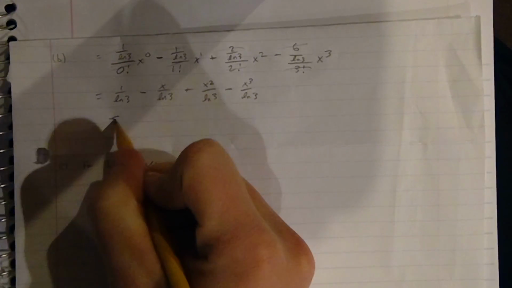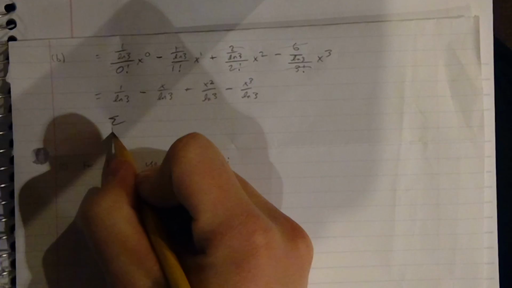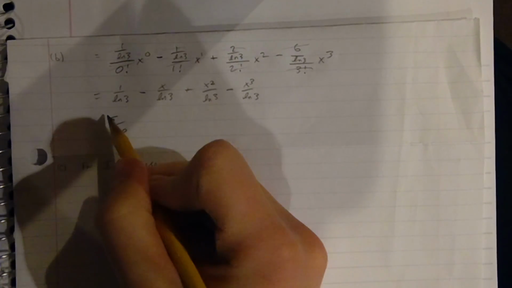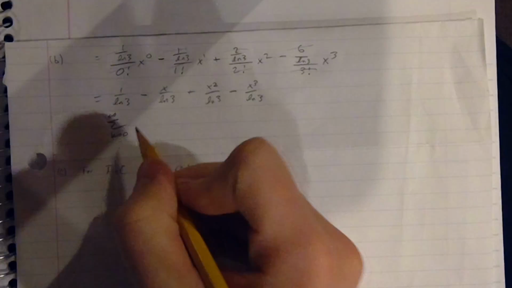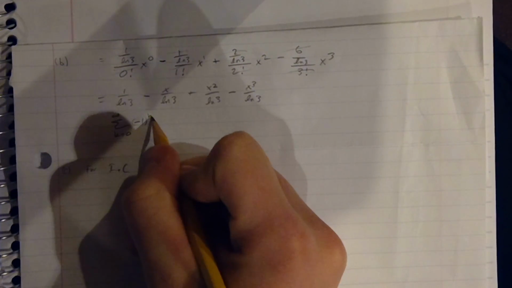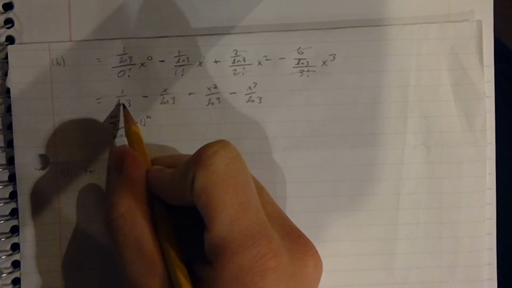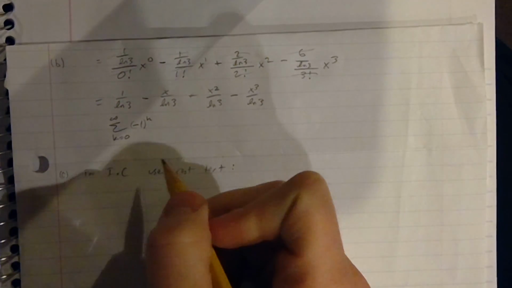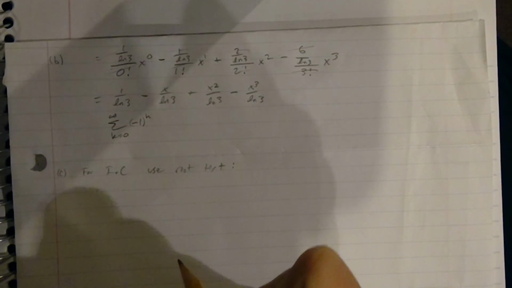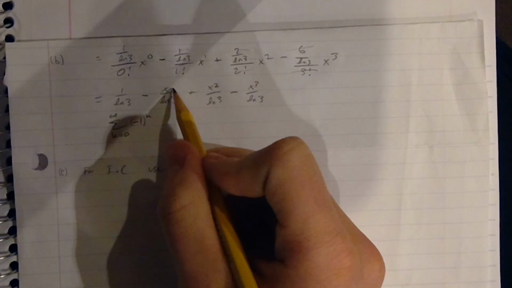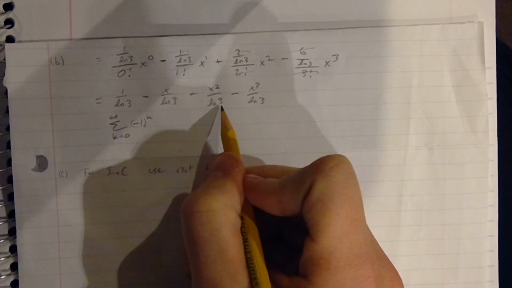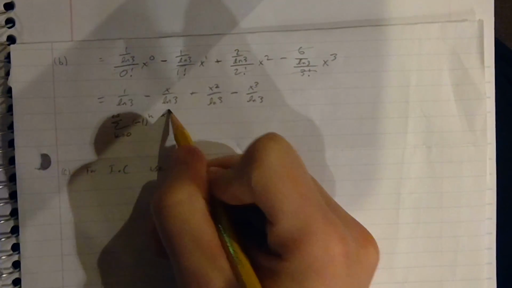And then to write this in series form, we'll go sigma k equals 0 to infinity. This is an alternating series, so negative 1 to the k. If we start that at 0, we'll get positive, then negative, positive, then negative. That's good, that's what we want. And then we see it's x to the k over ln 3. So fairly simple.